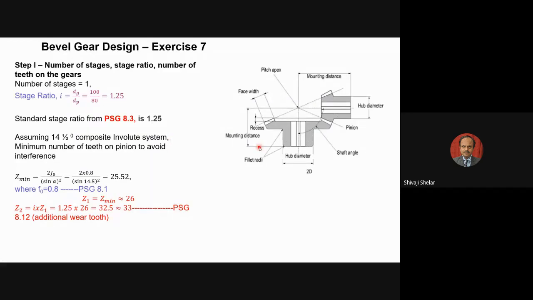Normally we try to follow the existing step process, but in some problems we need to change the steps also. But I'm trying to follow the existing process here. So here we have number of stage calculation, stage ratio. Since the diameters are given, you can calculate stage ratio based on the diameter. Since you have diameter of the gear 100 mm and diameter of the pinion is 80 mm approximately.